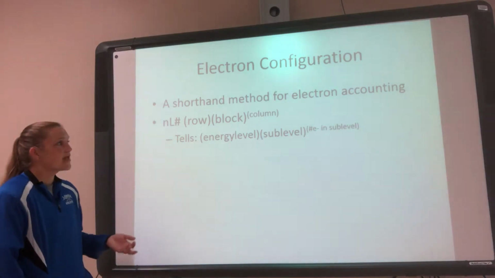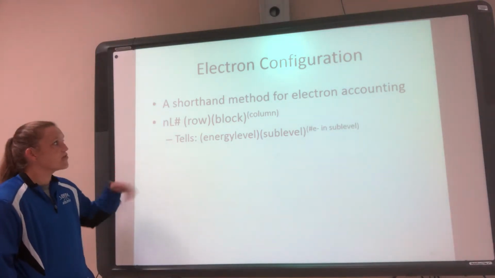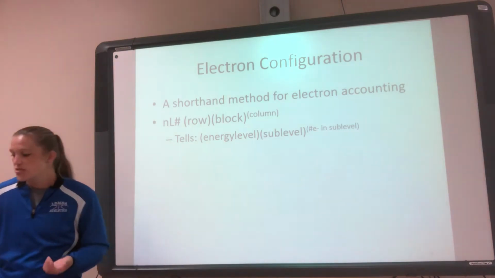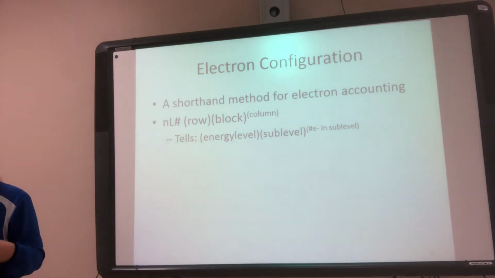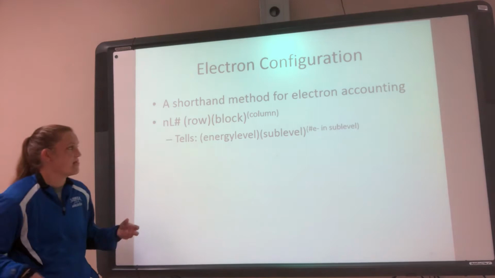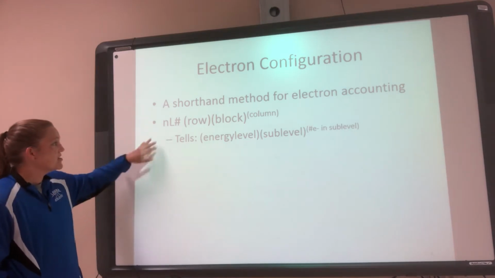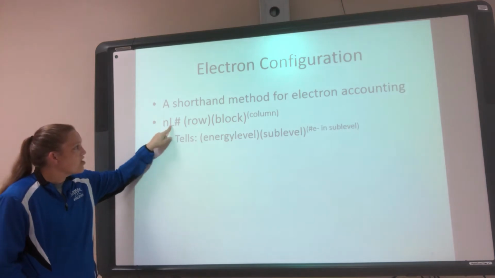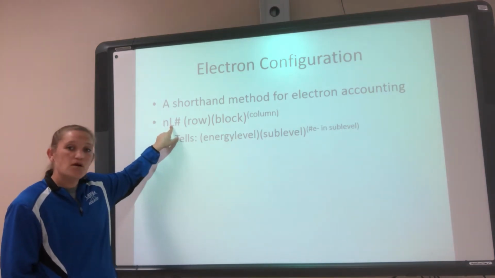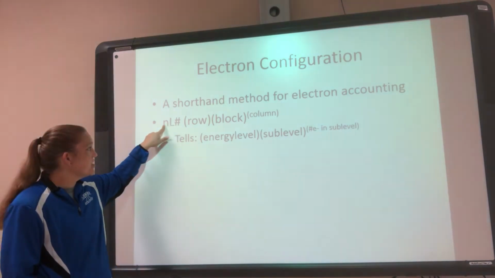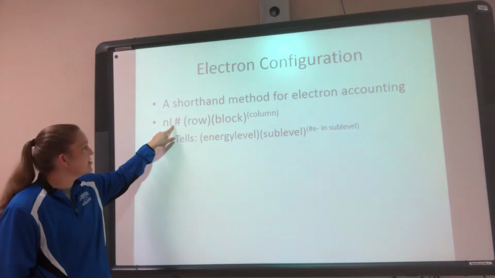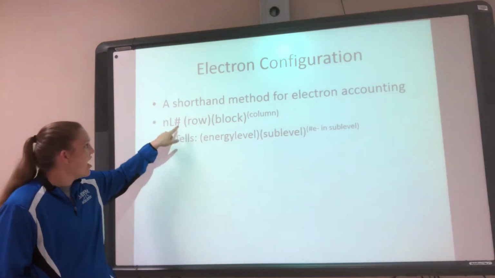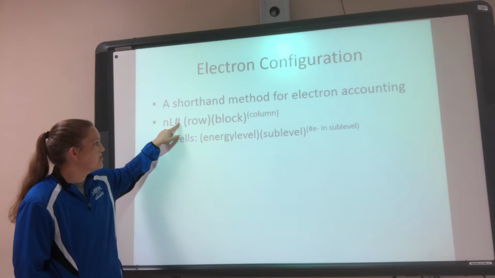The only way I can do that is to write an electron configuration. The electron configuration is my shorthand way of writing where these are located. The way I write this is, first, my N value. Then I write the L, but it's not the number, it's the letter. So N would be a number like 1, 2, or 3, then L would be S, P, D, or F, and then the number of electrons that are there.